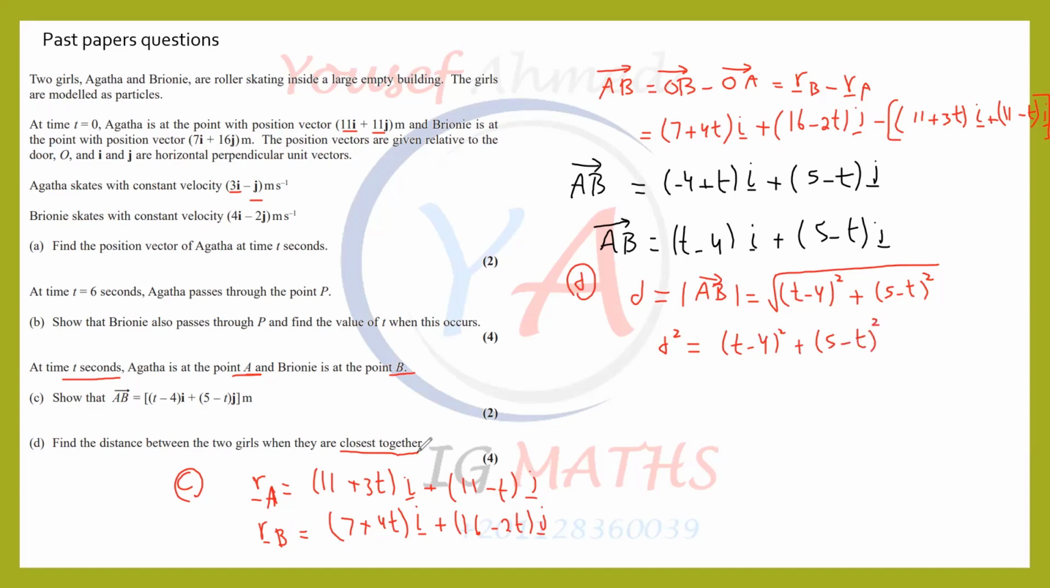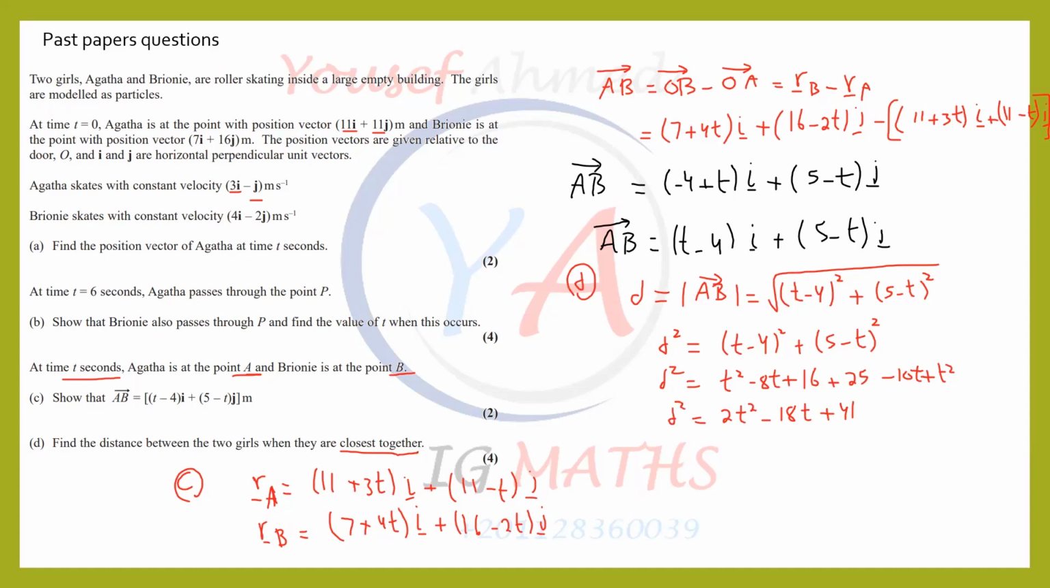We will try to work on finding the value of t. So once we get t, we can know the minimum distance between the two girls. So you can try to expand this. It will be t squared plus 16 minus 8t added to 25 plus t squared minus 10t. So we can collect the like terms. It will be 2t squared minus 18t added to 41. This is d squared.